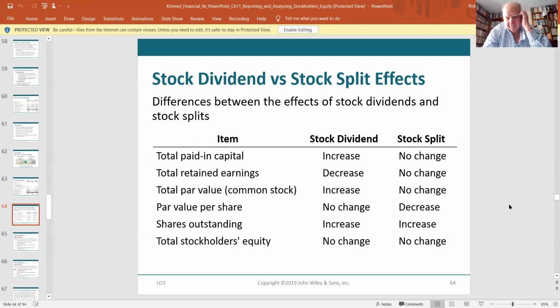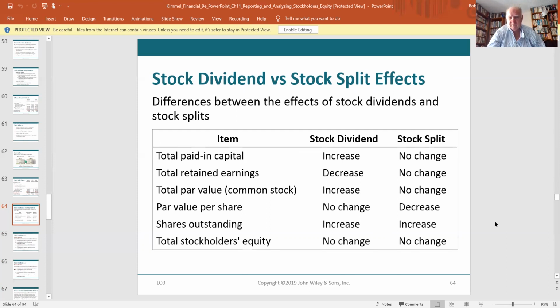Well, let's look at this together. I've never seen them line up like this before. Total paid in capital. Stock dividend, paid in capital would increase. It would increase because you're debiting retained earnings and you're crediting common stock. So that would go up. Stock split, no change. Retained earnings goes down for the same reason. Par value is going to change. On a stock dividend it's going to go up. The stock split, no change. Par value, decrease on stock split.